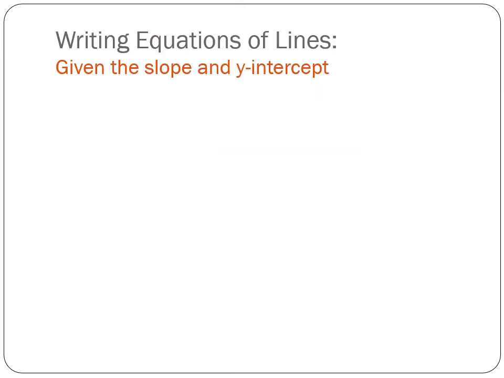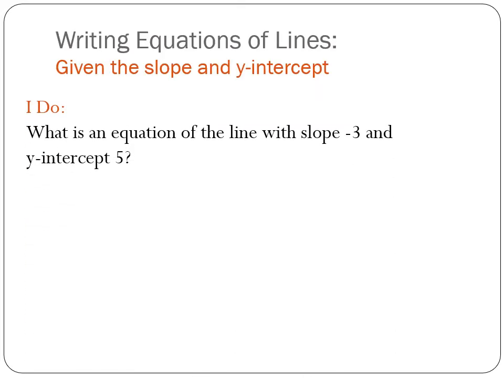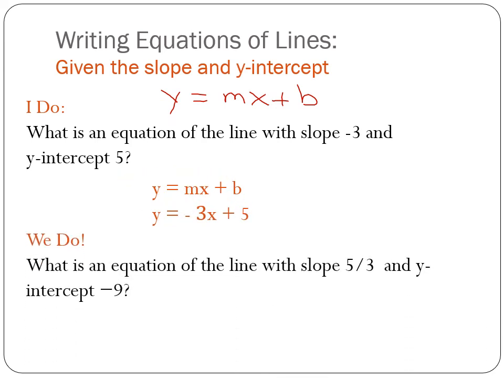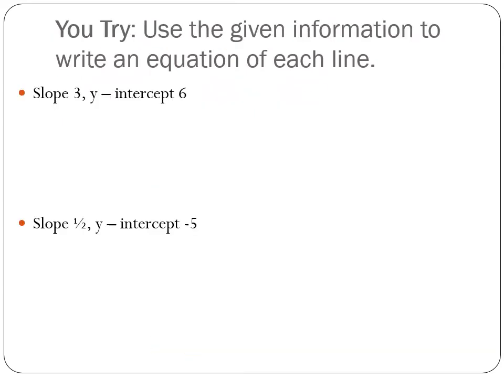So now can you work backwards? If I give you the slope and the y-intercept, can you write the equation? Well, again, slope is your m, the y-intercept is the b. Your slope-intercept form is y equals mx plus b. So we're literally just plugging these in. So y equals negative 3x plus 5. If my slope is 5/3, my y-intercept is negative 9. Again, plugging it in. Y equals 5/3 x minus 9. Why don't you go ahead and try these two on your own?